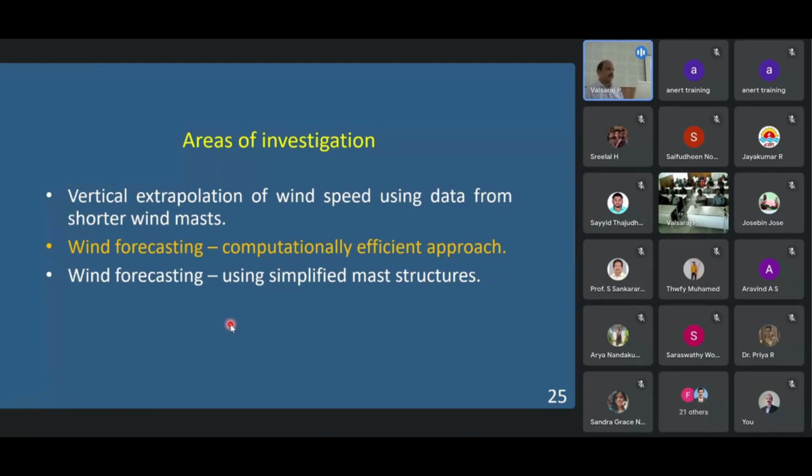Then I have tried to put forth some simplified mast structures wherein you can use shorter wind masts in place of the taller and difficult structures. And using these shorter wind masts, you will try to get time-ahead forecasts at the required higher height.